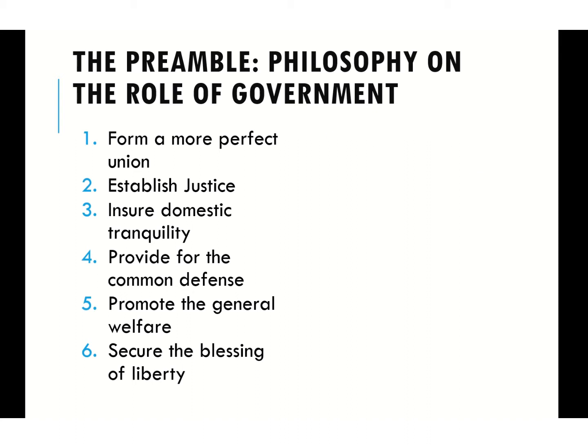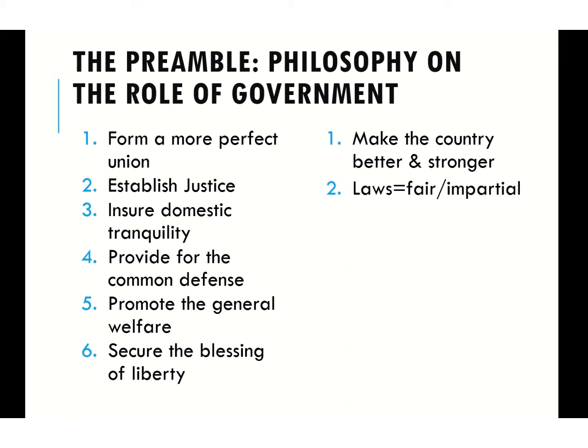What were we saying? Well, to form a more perfect union meant we are going to make our country better and stronger. Make it work better for the people. Establishing justice was creating fair and impartial laws, not one law for the rich and one law for the poor, or one law for the nobles and one law for the peasants. We were going to make everything fair.